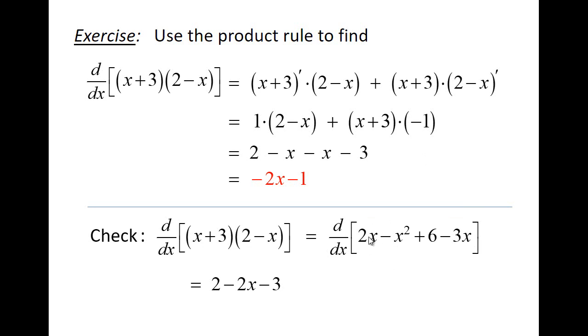I'm taking the derivative here, so I get derivative of 2x is 2, derivative of x squared would be 2x, derivative of 6 would be 0, derivative of negative 3x would be negative 3. So we see that we get negative 2x minus 1. So in both ways we get the same answer. So we can see that the product rule actually works, that it can be used to find the derivative of a product of two functions.